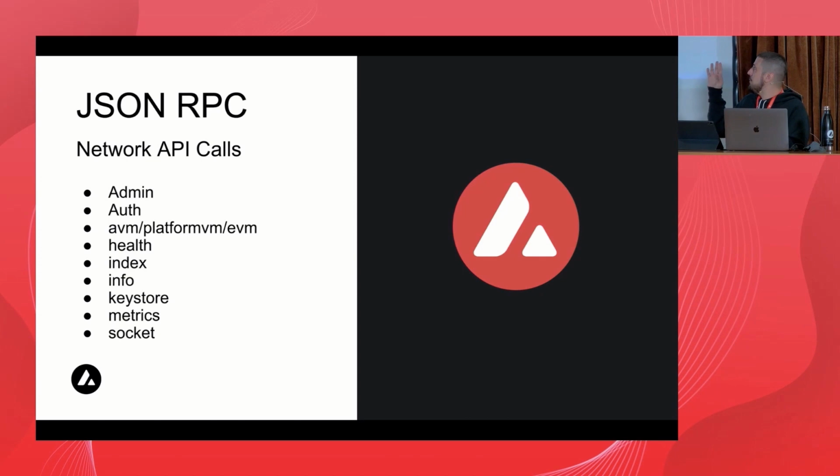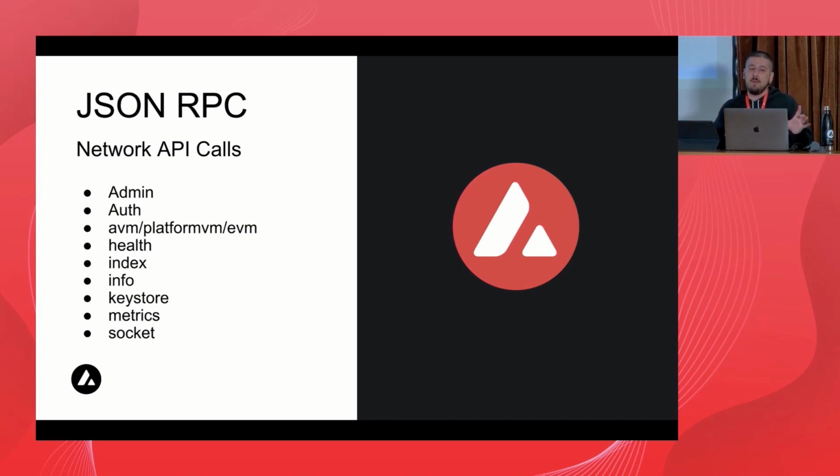I put AVM, Platform VM, and EVM on the same line here because those are the three virtual machines that we have live on our primary subnet. It's the Avalanche virtual machine, which is basically a DAG. We call it the X chain. It's for issuing assets and doing peer-to-peer payments. It's where AVAX was issued. AVAX is a fixed cap asset. There will only ever be 720 million of them. It was issued on the X chain.